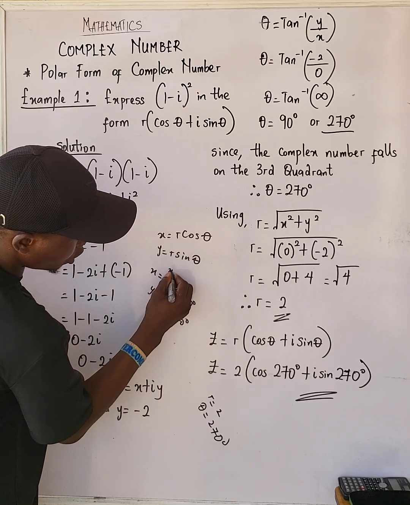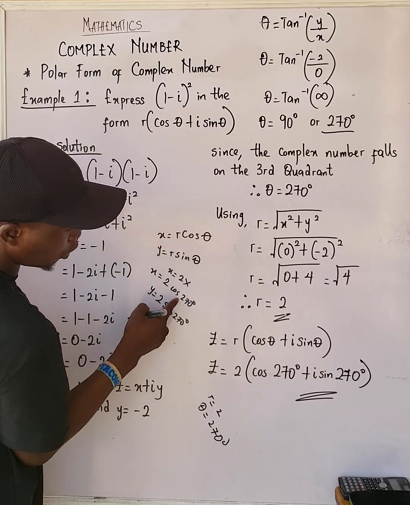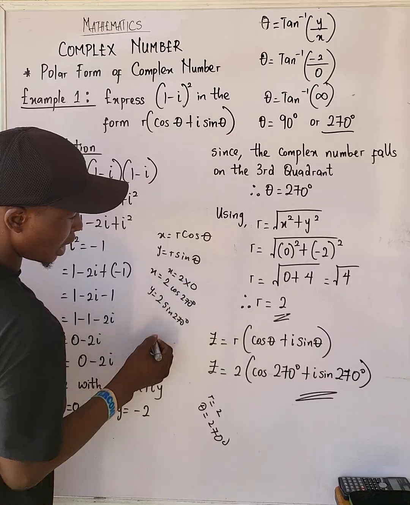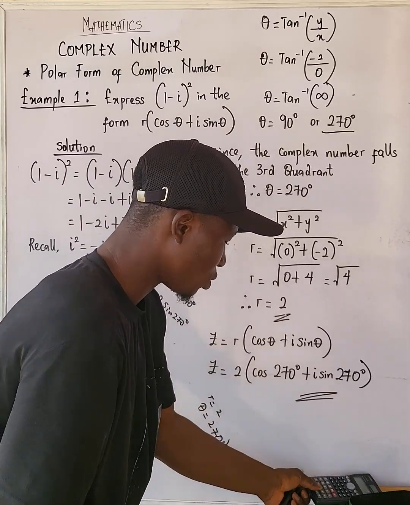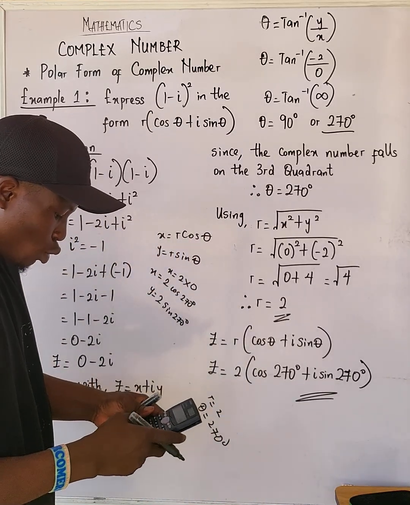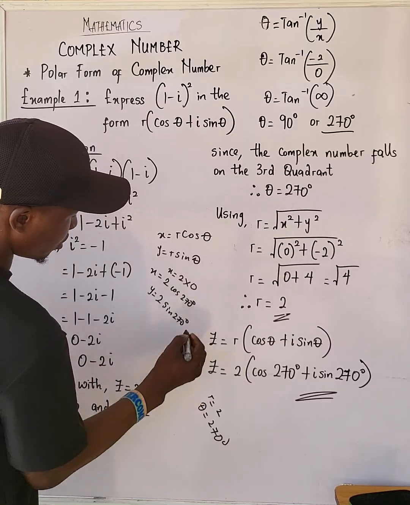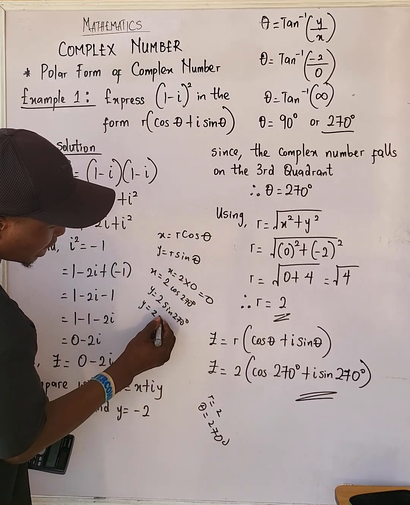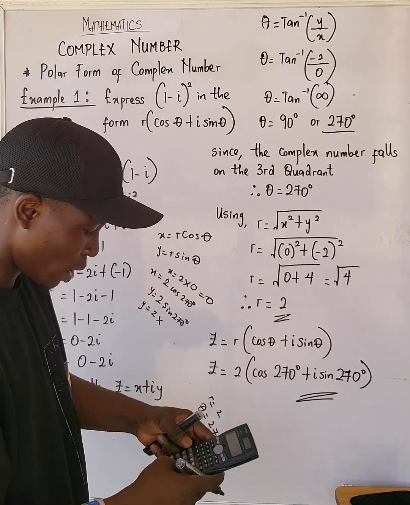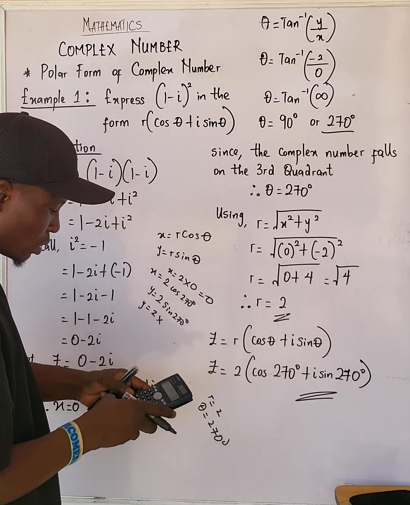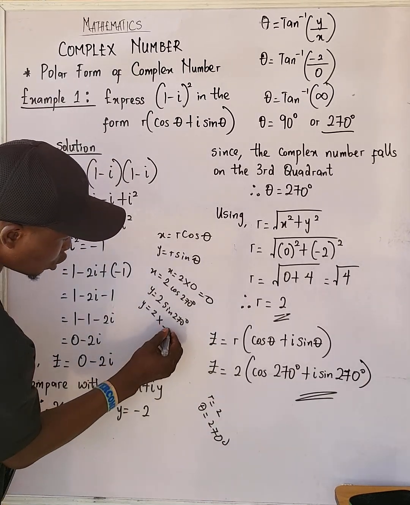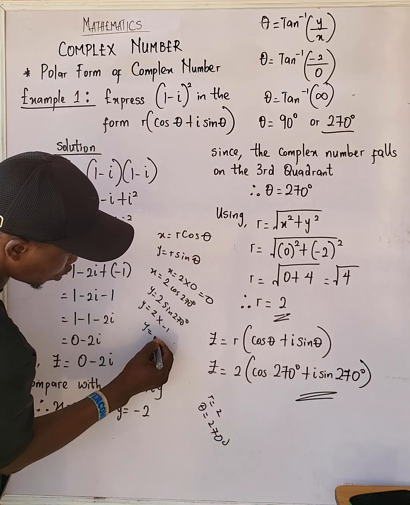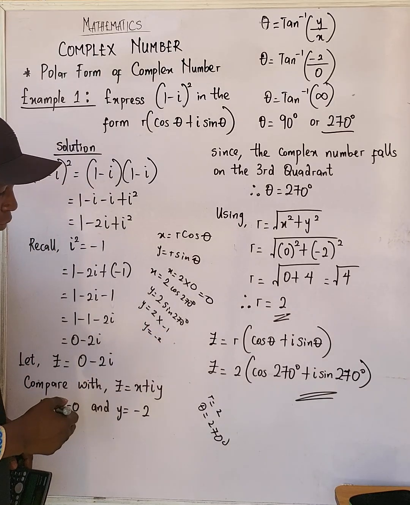So what is this x going to be? X will now be equals to 2 multiplied by cos 270 will give us what? 0. Let's press the calculator just to be sure. Press cos 270, 0. So 2 multiplied by 0, our x is what? 0. Then that will be y equals 2 times sin 270 is what? -1. Let's check. Sin 270 is -1. So that's 2 multiplied by -1. That was y equals to what? -2, right?